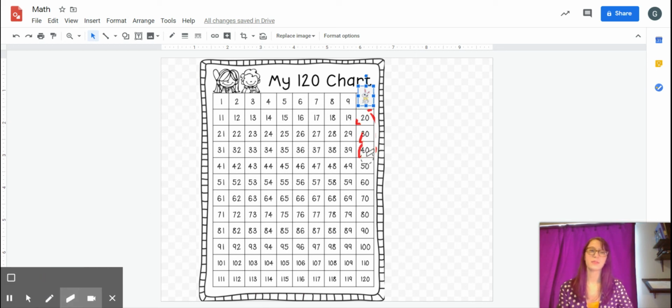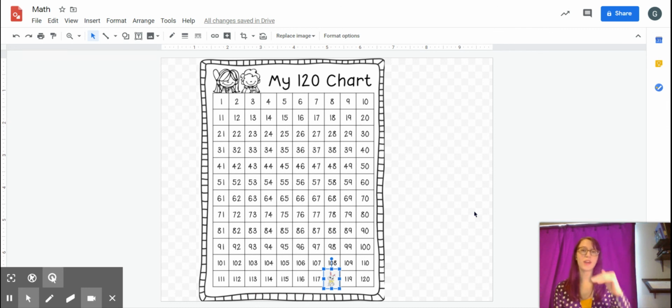Now, we don't always have to go forward on a 100 chart. We can also go backward. Let's start at 120, and I want to skip down 2. So I'm going to go from 120 to 118. Now, 118 is a smaller number than 120. I just subtracted 2 by going backwards on the 100 chart.